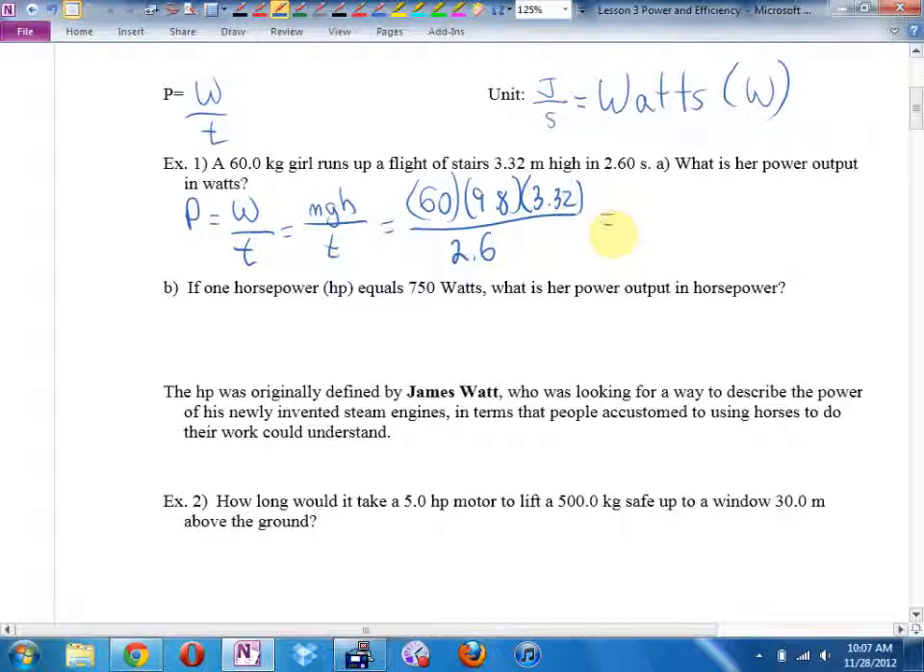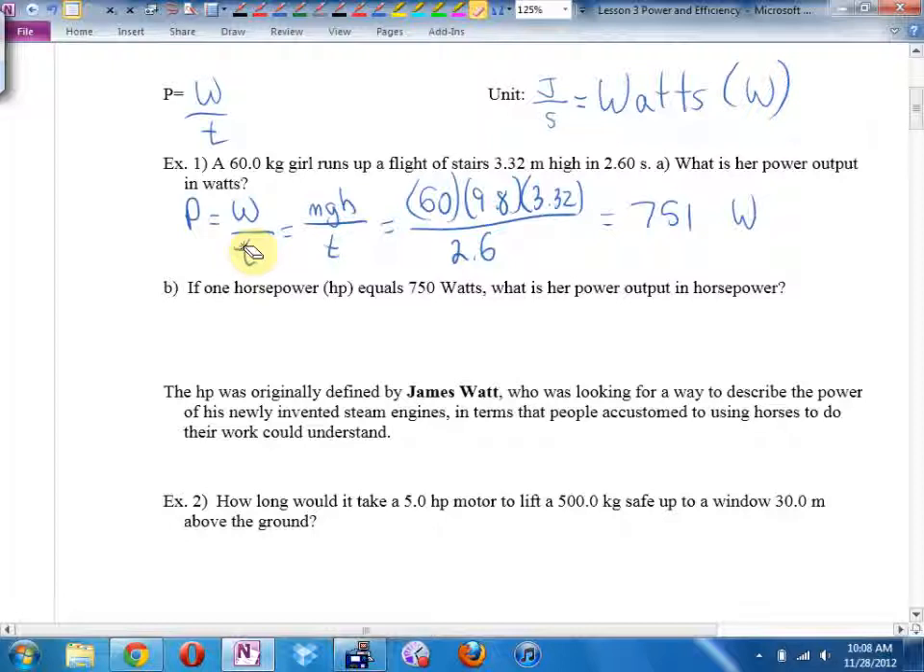What'd you get? Jason? 751 watts. Jason, what would happen if she ran the stairs faster, if time got smaller?